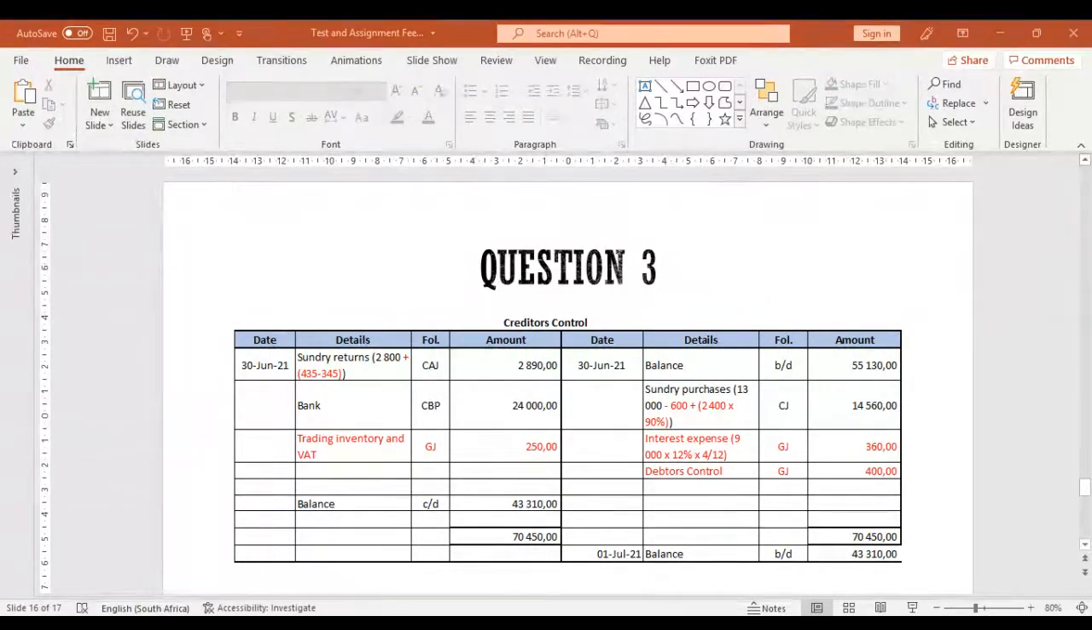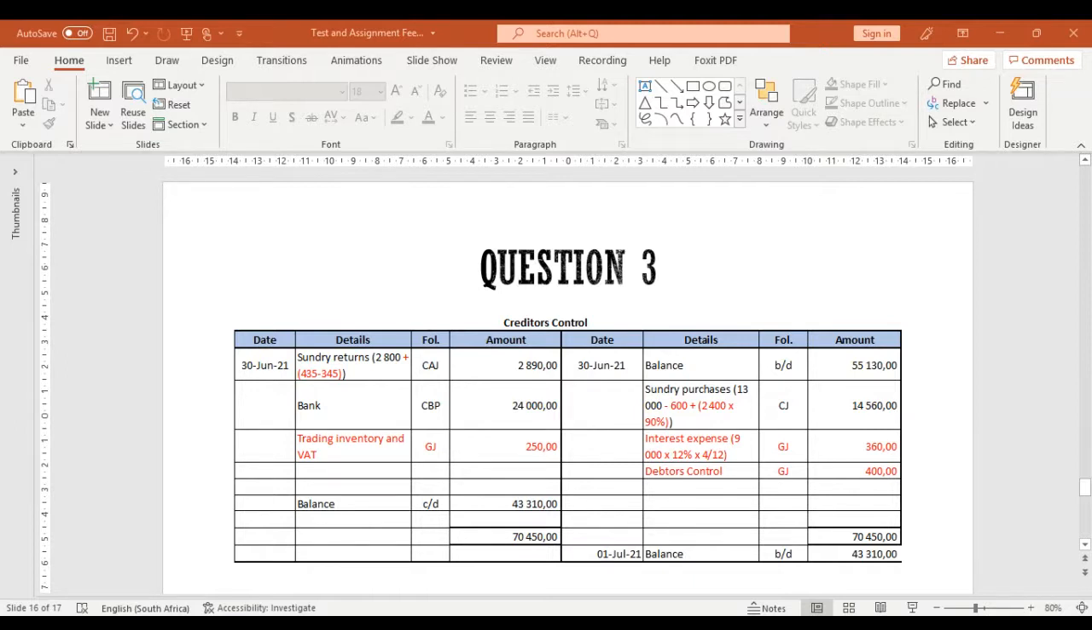The bank amount was correct, so you left it like that. For sundry purchases, we said the 13,000 is correct. We deduct the 600 error, which was the overcast error, and then we add the additional purchases, after we've taken the trading discount into consideration. Then we add the interest for the overdue account, which is the 360. And then we add the amount we're transferring from debtors control, which is a negative amount. We also added 400 Rand.